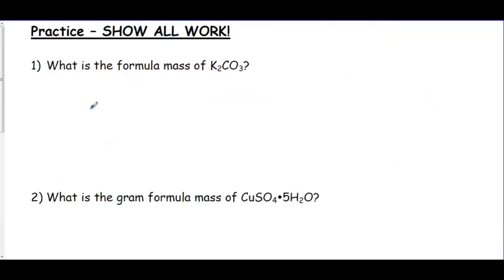So let's practice, and we have to show all of our work when we're doing this. So what is the formula mass? Remember, formula mass has to be in AMUs, so that's going to be our final unit. So we have to look up the mass of potassium, which is 39.0983 AMUs. Now, you might have a different value on your periodic table. Again, use the one that you have. I'm using the periodic table that I have with me at home.